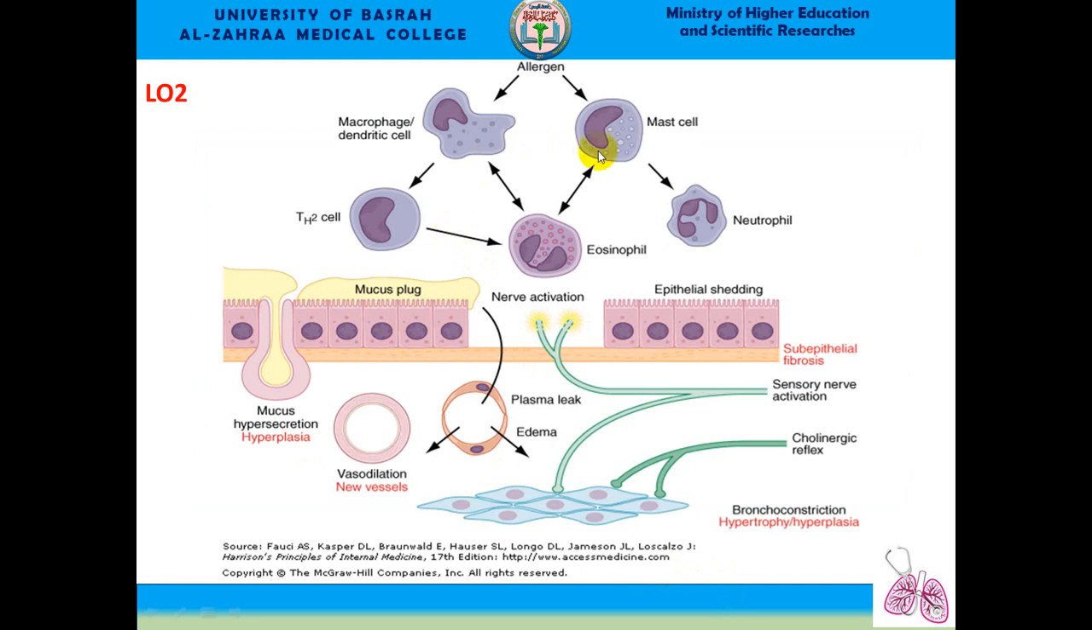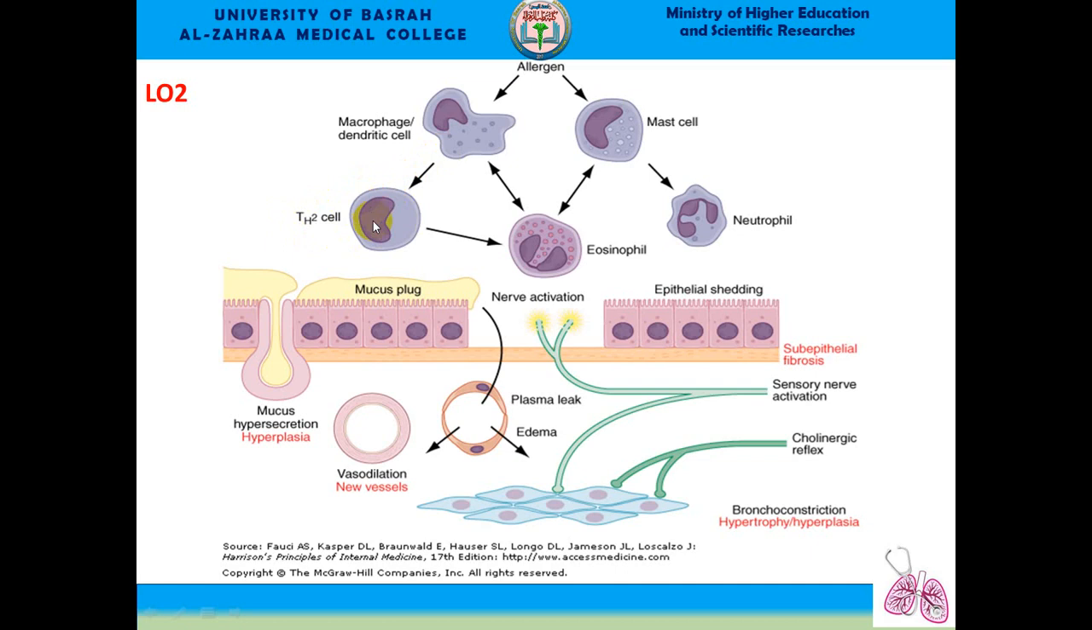The pathophysiology of asthma is not so complicated, and it is shown here in this figure. Whenever we are exposed to what is called an allergen, and we have different types of allergens or stimuli that we will talk about later on, this allergen will be taken by the macrophage, processed, and presented to the T helper 2 cells.